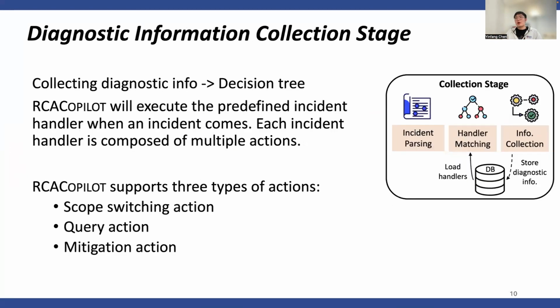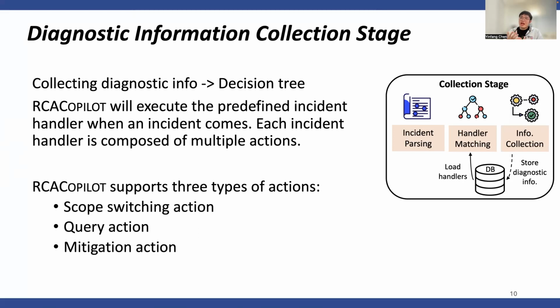Okay, so let's talk about the collection stage first. The intuition behind the collection stage is that collecting diagnostic information is just like performing a decision tree, right? When you read a troubleshooting guide, you finish step 1, you can jump to step 4, and then step 6, etc. So basically, it is just a decision tree. Whenever a condition is satisfied, you go to the next step, right? You go to the left node or you go to the right node. So we want the RCA Copilot to automatically execute the predefined incident handlers when an incident comes.